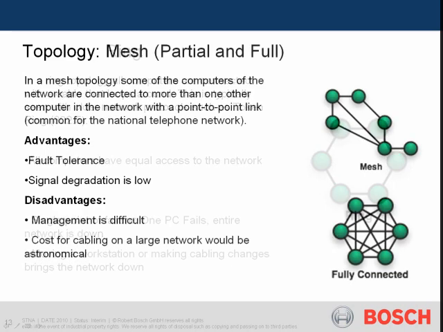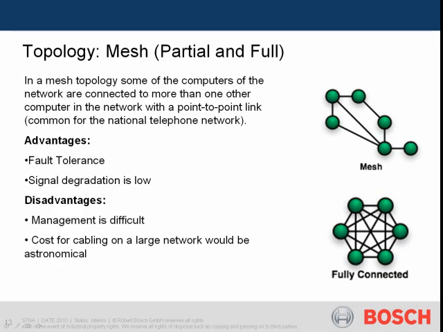The next topology is called a mesh network. You can either have a partial or a full mesh. In a mesh topology, some or all of the computers are connected to each other. This provides fault tolerance and low signal degradation. Telephone service providers often have their routing stations set up in a partial mesh network. The disadvantages of mesh networks: the management aspect and the cabling cost if it's a fully connected mesh network.